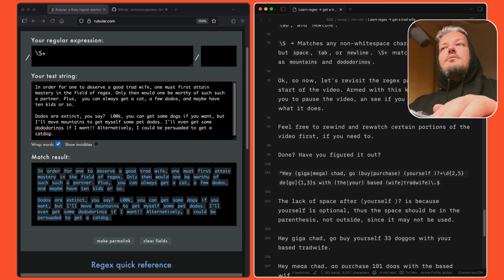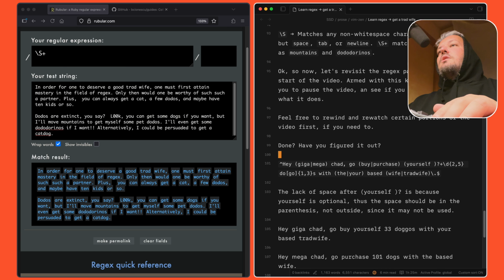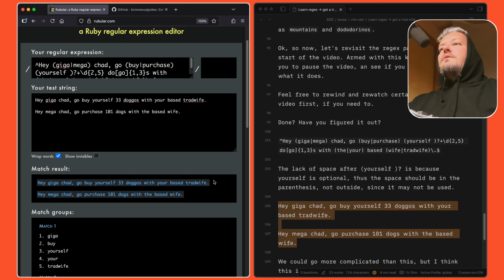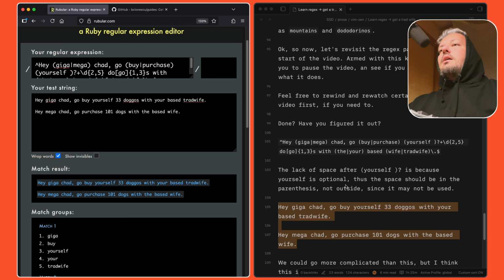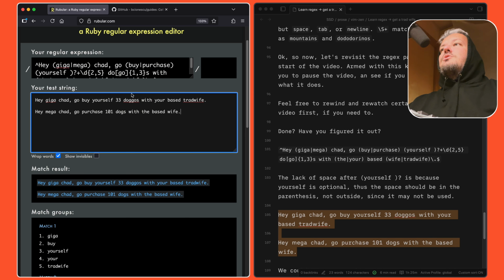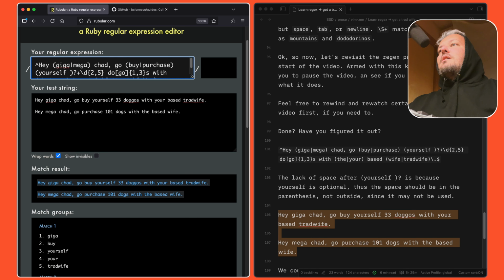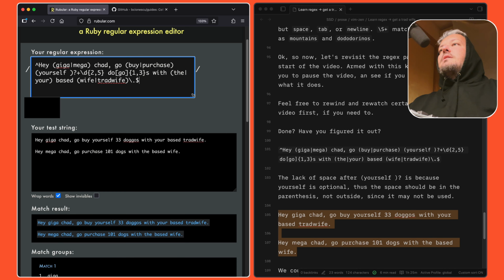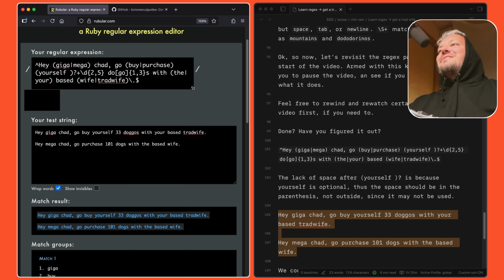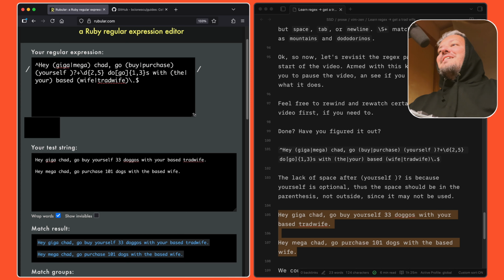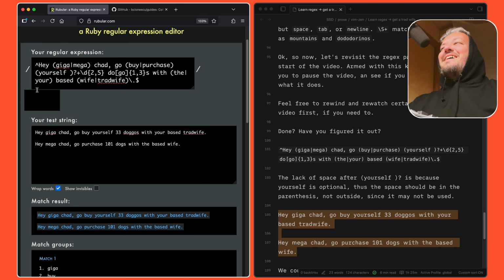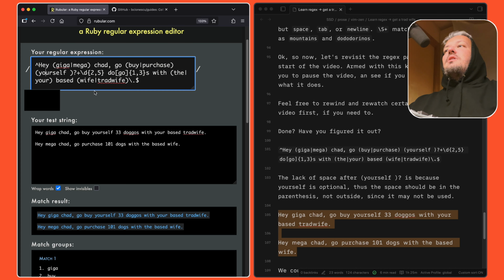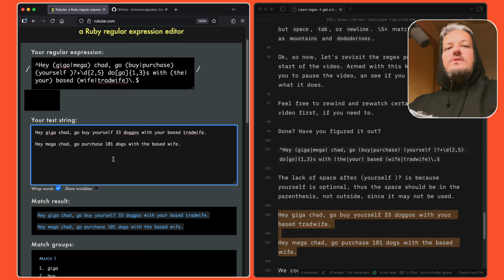Have you figured it out? Okay, so let's go over it and we'll see what it does. I've also gone ahead and pasted two examples that match with this regex. So let's go through each element of it. That's fine. We'll go through each element of this and figure out why it matches these two sentences.